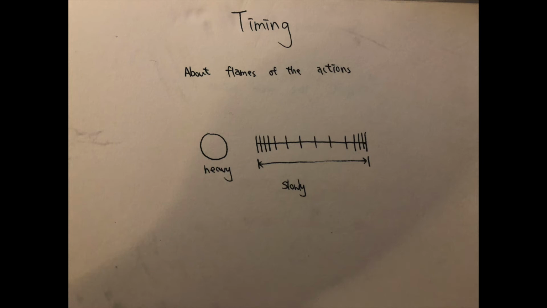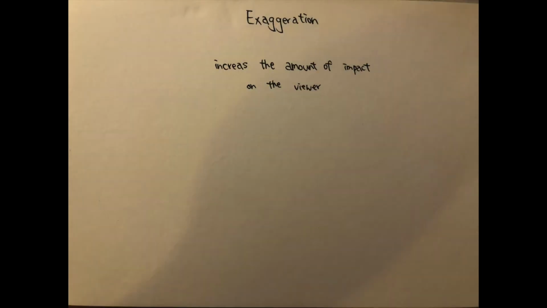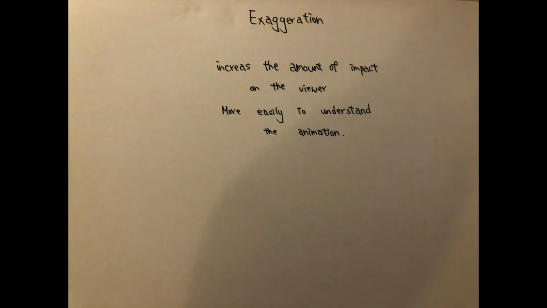The next animation principle is exaggeration. It is a way to increase the impact on the viewer, as it can let the audience understand the animation more easily. It can make the ideas of the action more apparent and realistic and convince the audience.